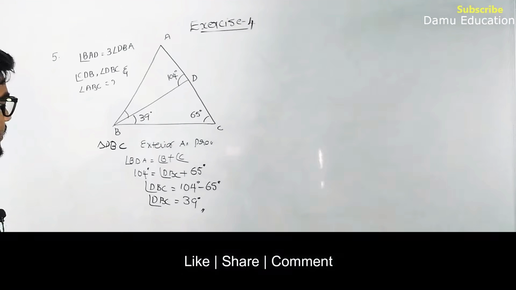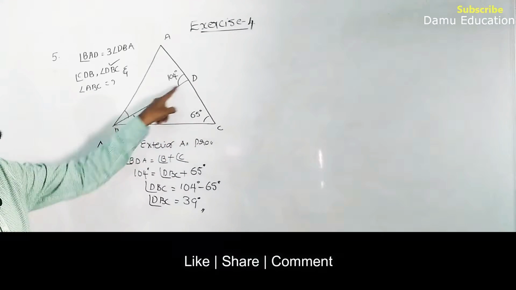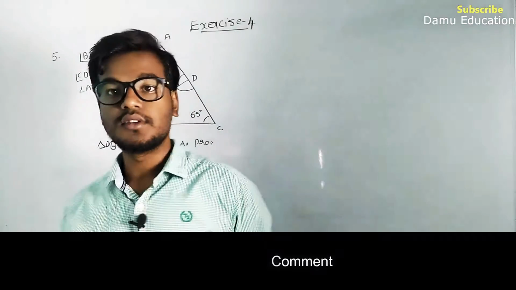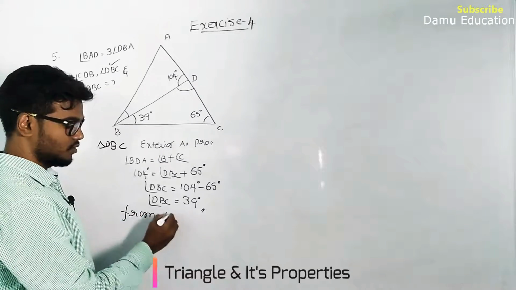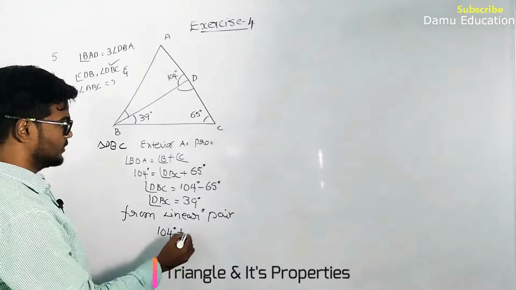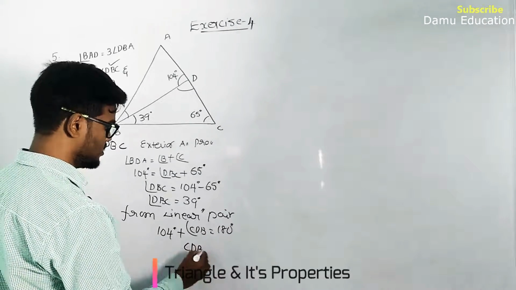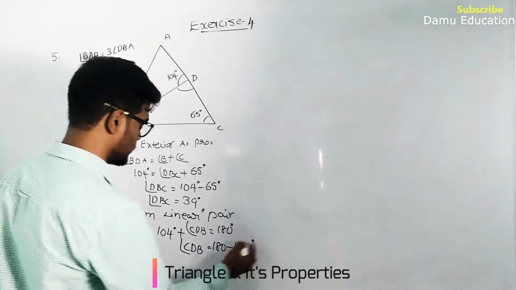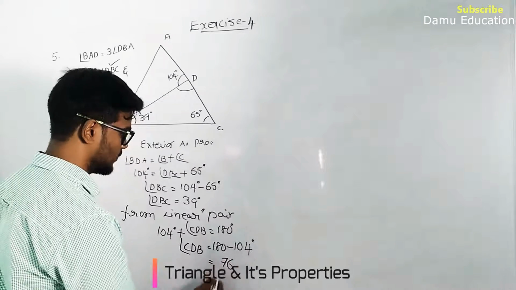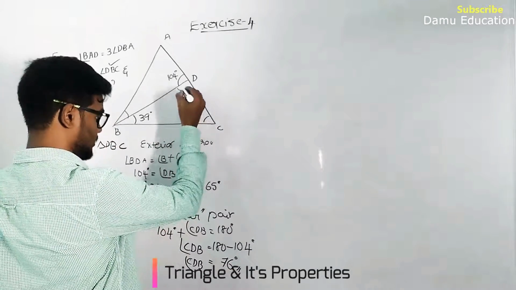Then again we need to find an angle. Angle DBC we have found. Next we need to find angle CDB. We have to find this one. From the linear pair of angles, the sum of these two angles is 180 degrees. So 104 plus angle CDB equals 180 degrees. Angle CDB equals 180 minus 104 degrees, which is 76 degrees. So angle CDB we got as 76 degrees.